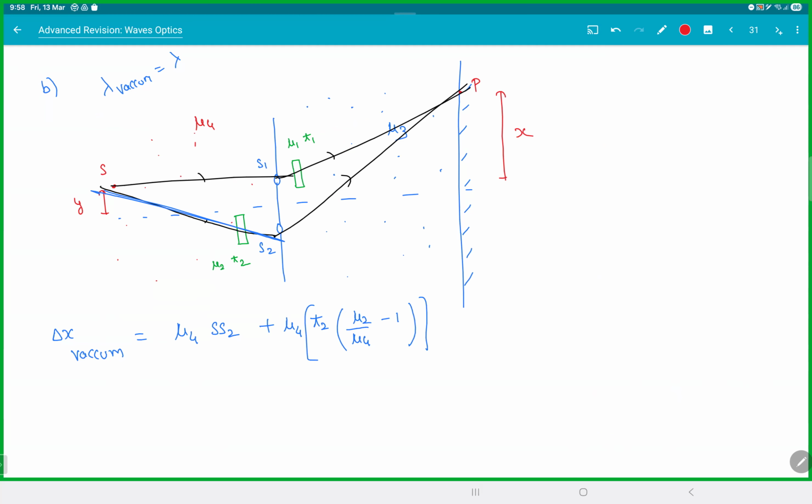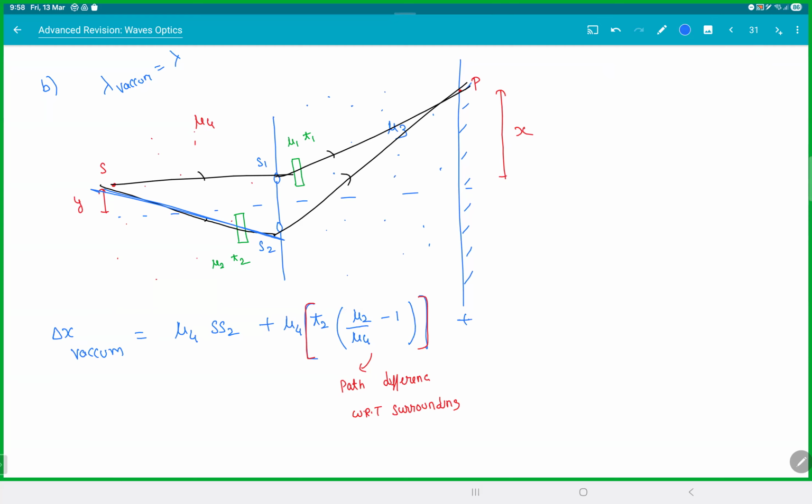Clear with this? So this term is the path difference with respect to the medium. That means because of the slab, it feels like you have traveled this much distance in the medium. But again, remember, you're converting everything into vacuum. So you just have to multiply by mu4 to convert everything into vacuum. Plus, then you're going from S2 to P. The medium is mu3, into S2P. This is one big term, the light ray from S2 to P.